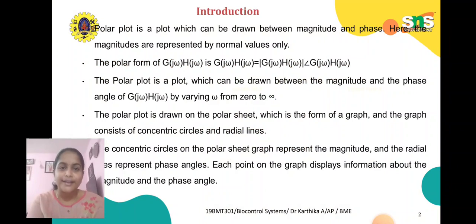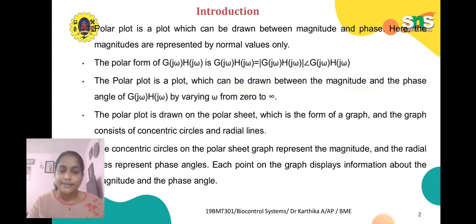First of all, the polar plot is a plot which can be drawn between magnitude and phase. Here, the magnitudes are represented by normal values only. The polar form of G(jω)H(jω) is the magnitude of G(jω)H(jω) and the angle of G(jω)H(jω). The polar plot is drawn between magnitude and phase angle of G(jω)H(jω) by varying ω from 0 to infinity.